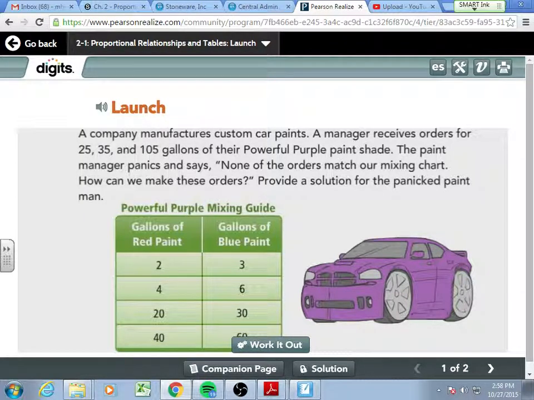So, we have this relationship. If they wanted to make 5 gallons of purple paint, they would use 2 gallons of red paint and 3 gallons of blue paint. If they wanted to make 10 gallons of purple paint, they'd use 4 gallons of red and 6 gallons of blue. But does anybody know what it actually means to be proportional? If I told you the swimming pool's depth is proportional to how long we've been filling it, it's directly related to it.